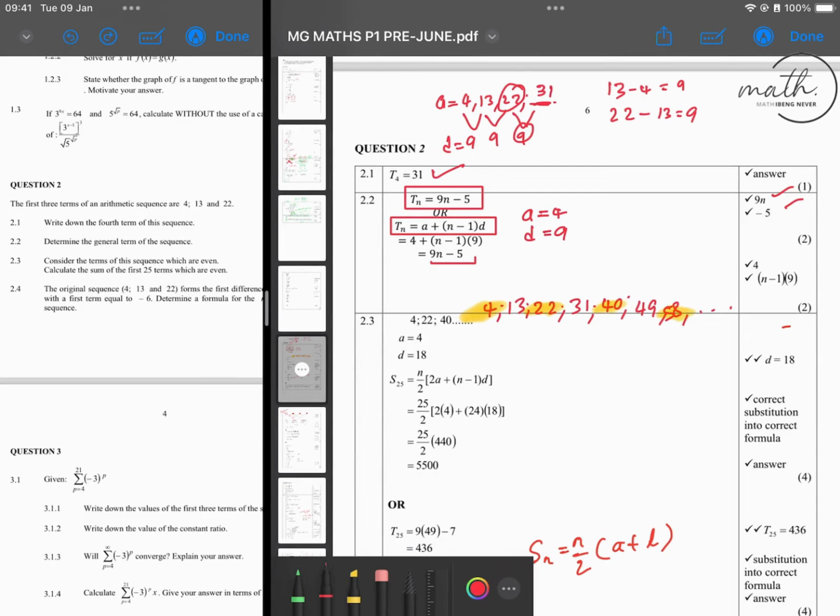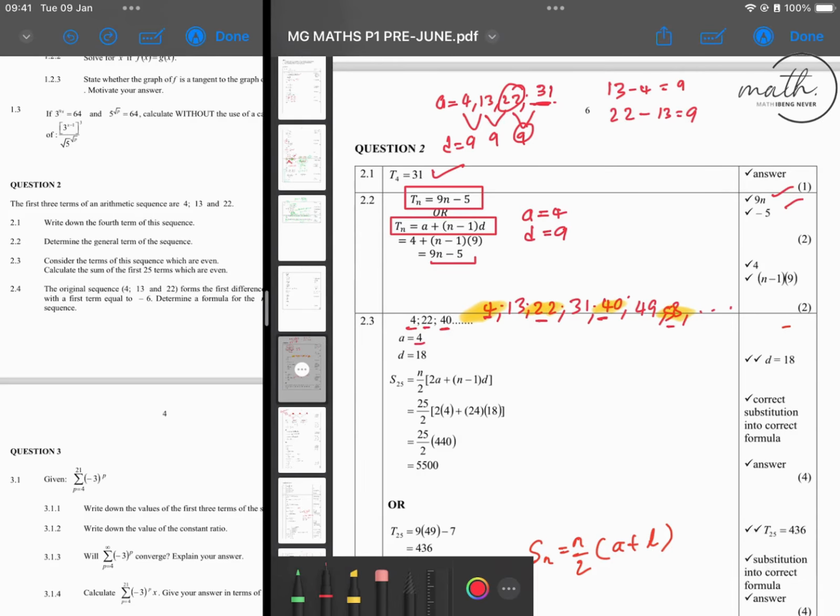So you create a new sequence using those: 4, 22, 40. If you continue, you're going to have 58, and so on. That's a new sequence, and it is also arithmetic. The question is asking you to find the sum of the first 25 terms that are even. That is, n is 25. So your a is 4.